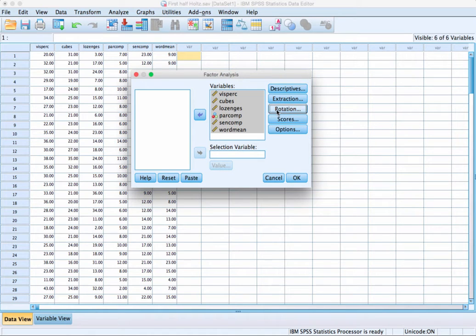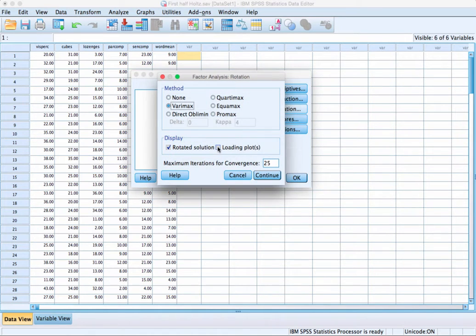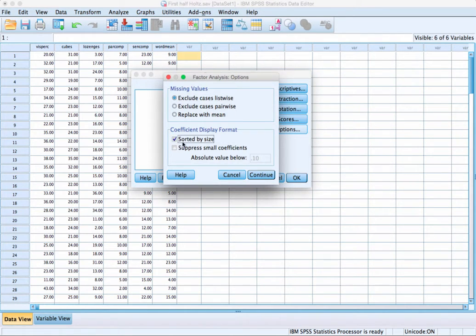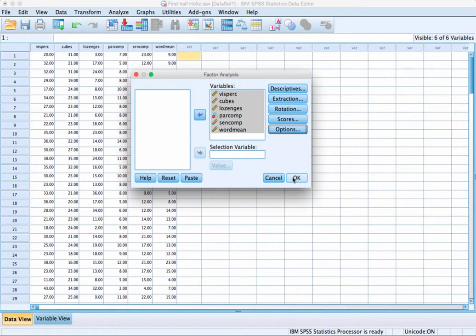And let me go back to rotation again. I want to make sure I click the loading plots. And then under Options, I want to sort the factor loadings by size because it makes it easier to identify which variables load on which factors. So then I'm going to click on OK.